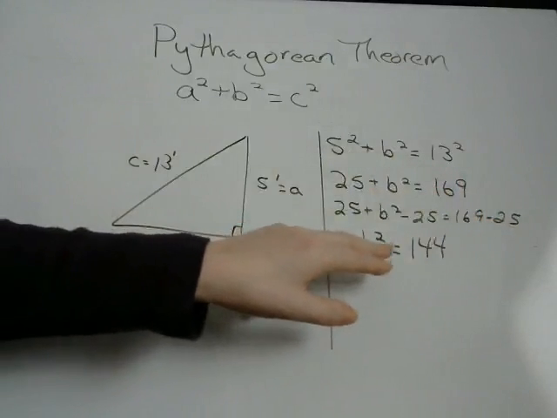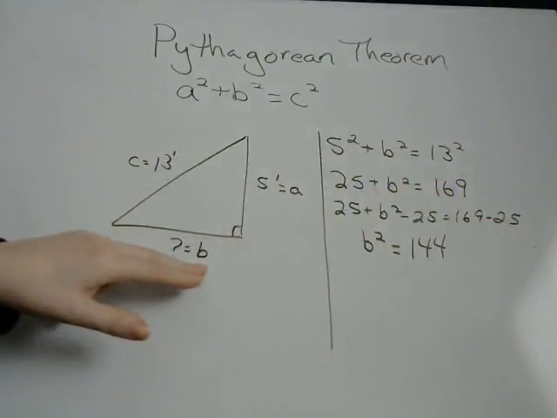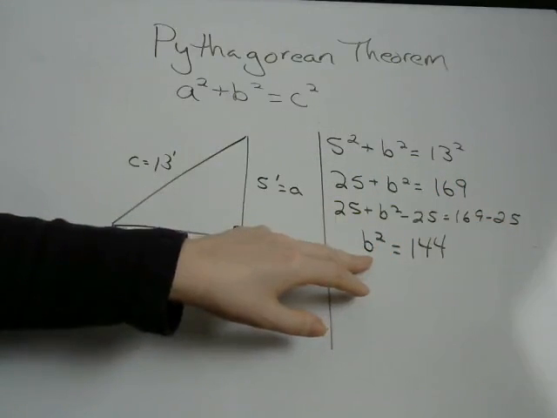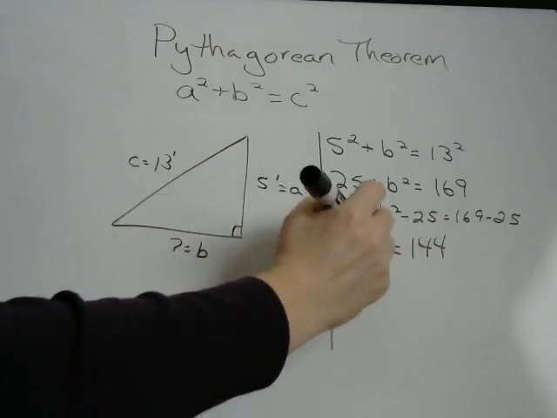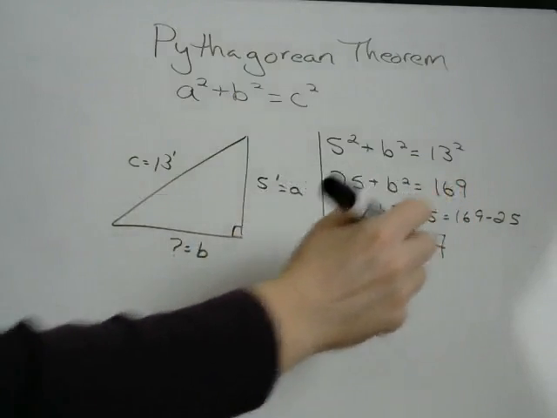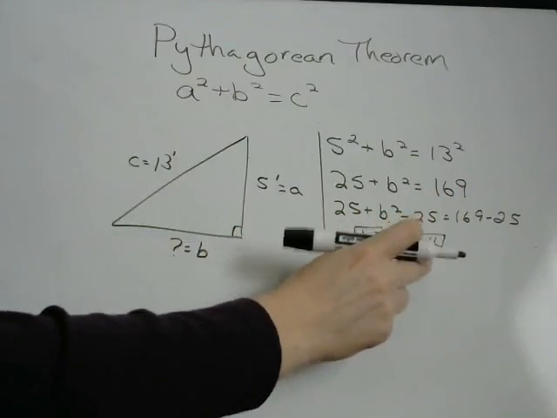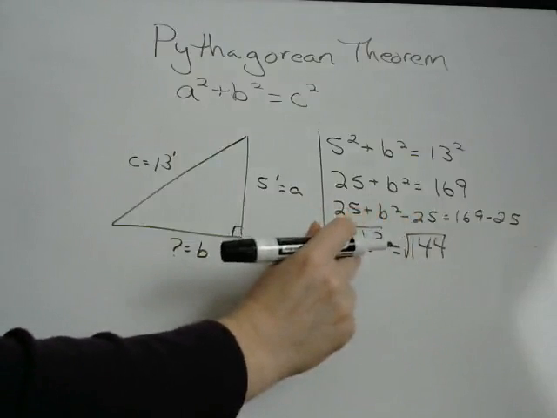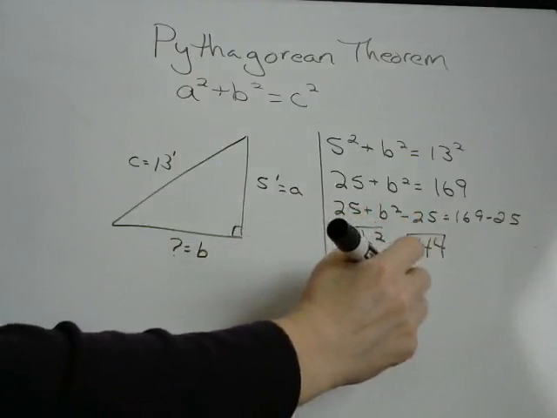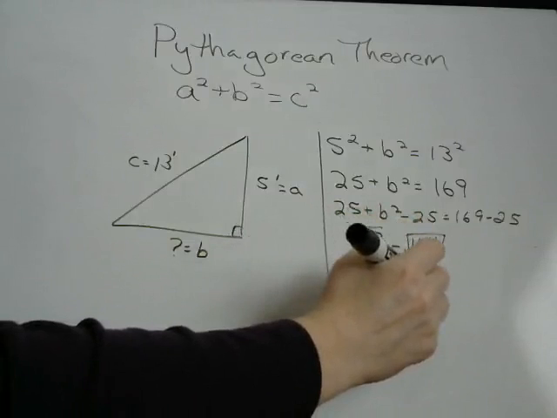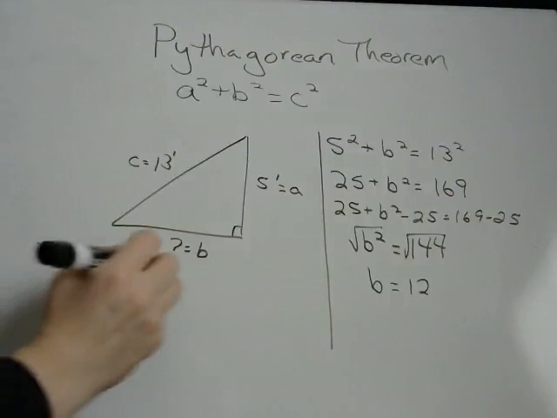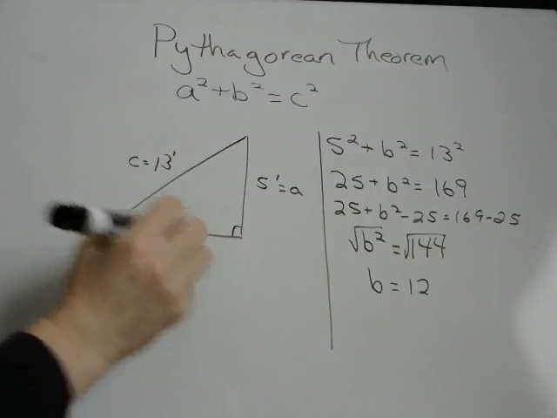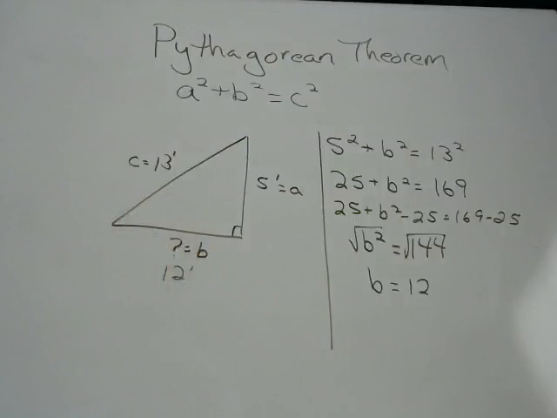But we don't want B squared, we want B. So how do we get B there? Remember, if there's a square, you take the square root of each side. Because you take the square root on one side, you have to take the square root on the other side. The square root of B squared is B. The square root of 144, plug that in your calculator, is 12. So the length of this side is 12 feet.